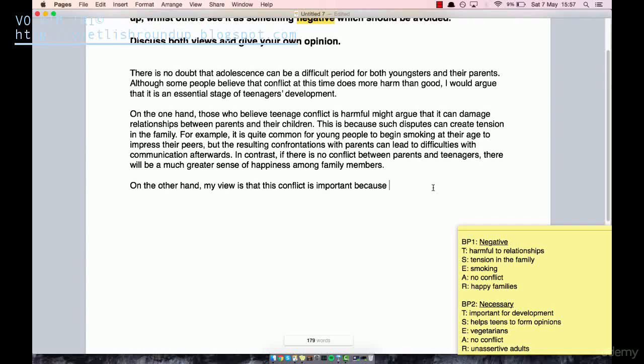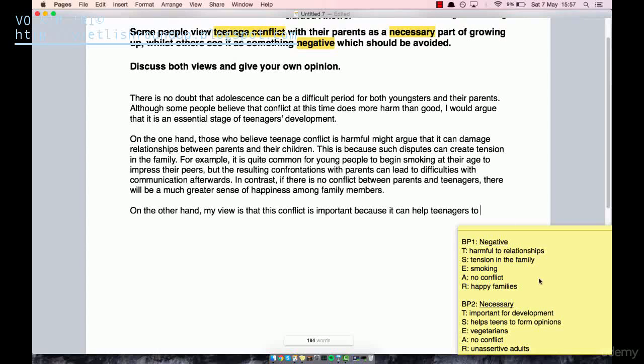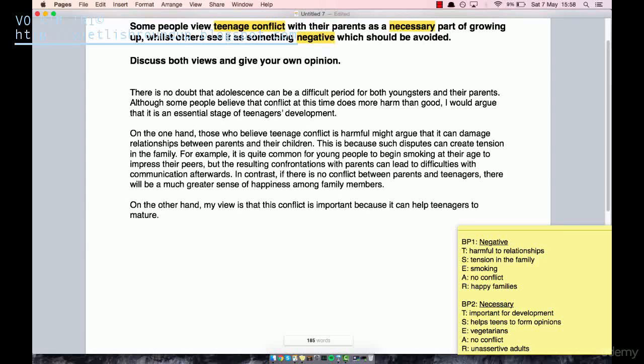You want the view and you want the argument. The view is that it's important and the argument comes after because. My view is that this conflict is important because it can help teenagers to write. So now we could use develop. So we haven't used the noun, we can use the verb. If we sit with it a little bit longer, we might be able to think of a good synonym. For example, mature. It can help teenagers to mature. You could use something else. It can help teenagers to find their own voice is a nice idiom, but lots of different things that you could write here. The important thing is you have your view and you have your argument.